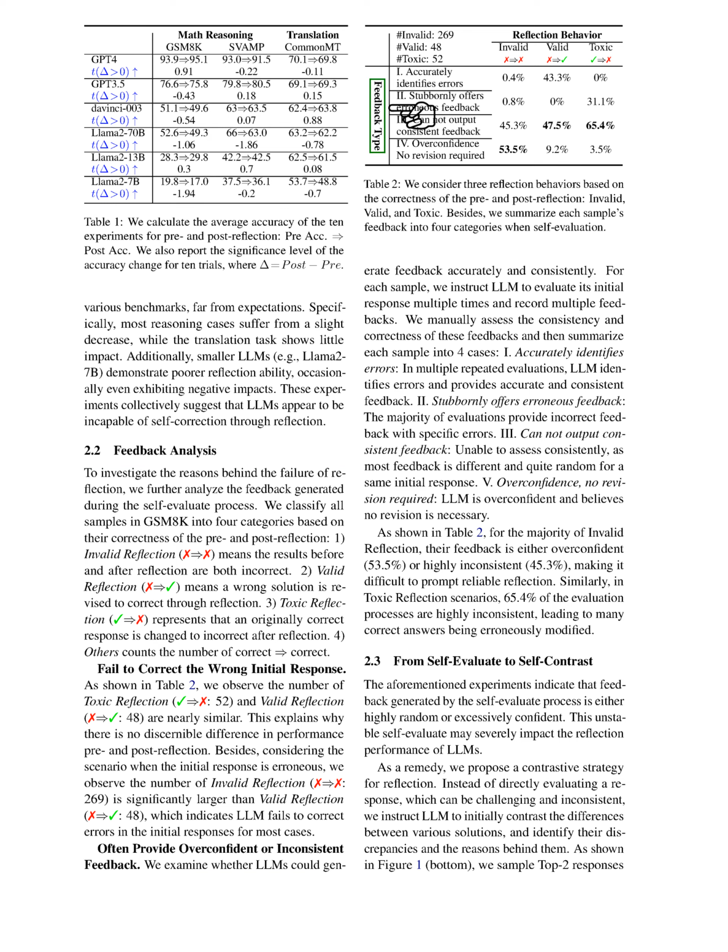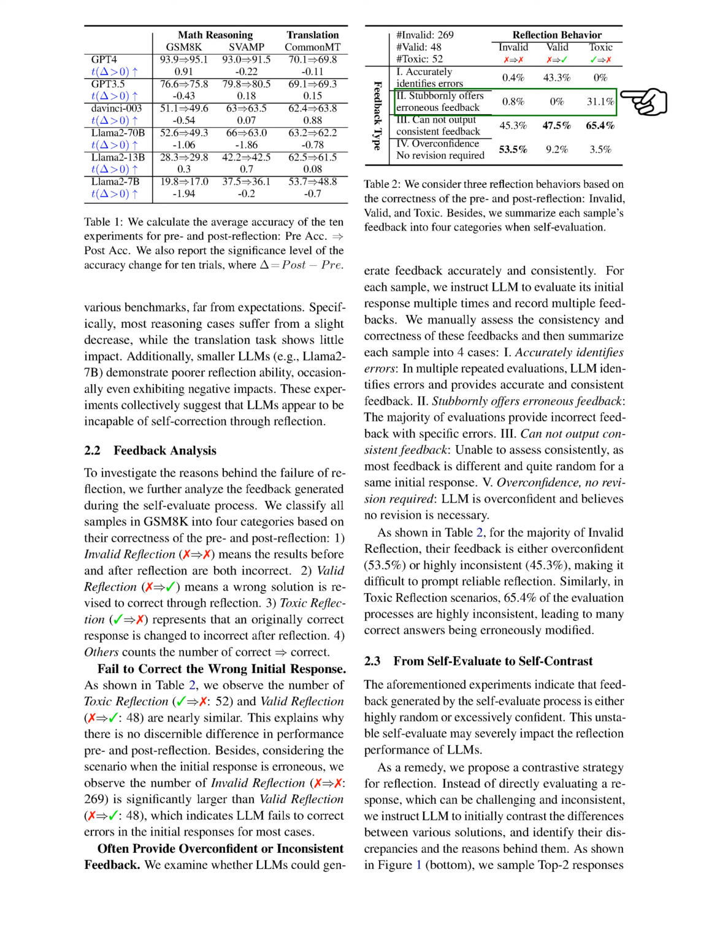We also examine whether LLMs can generate feedback accurately and consistently. For each sample, we instruct the LLM to evaluate its initial response multiple times and record multiple feedbacks. We manually assess the consistency and correctness of these feedbacks and then categorize each sample into 4 cases. 1. Accurately identifies errors. LLM identifies errors and provides accurate and consistent feedback in multiple repeated evaluations.